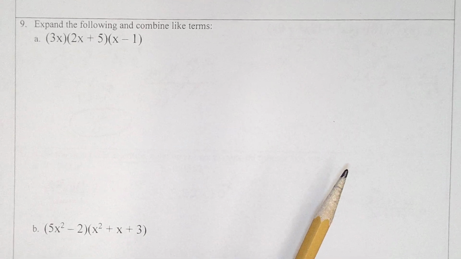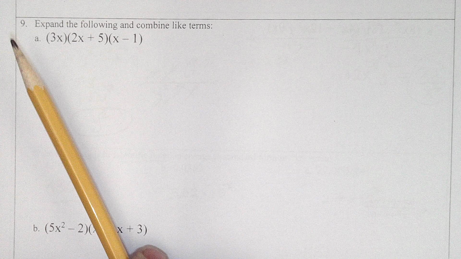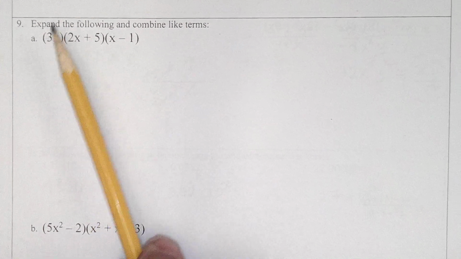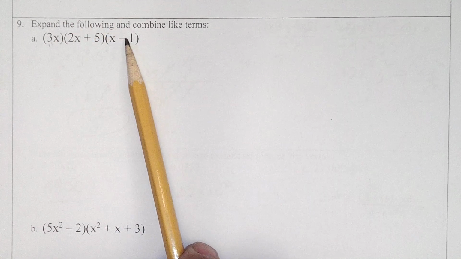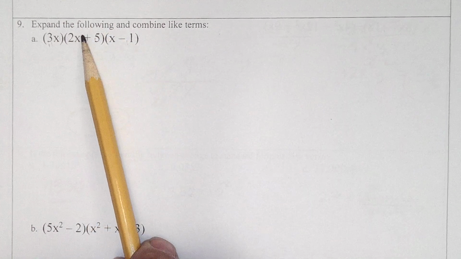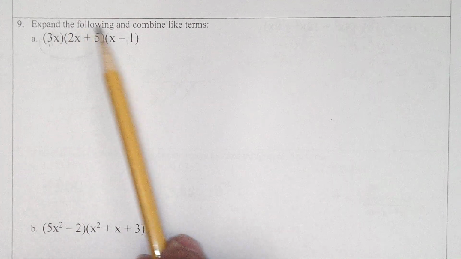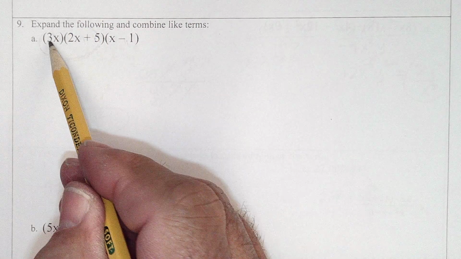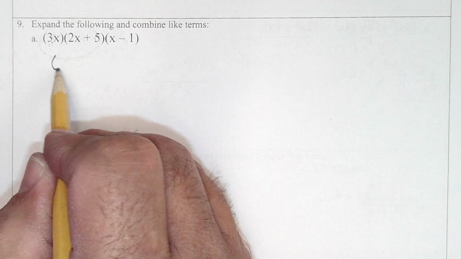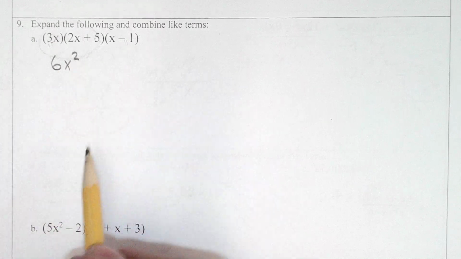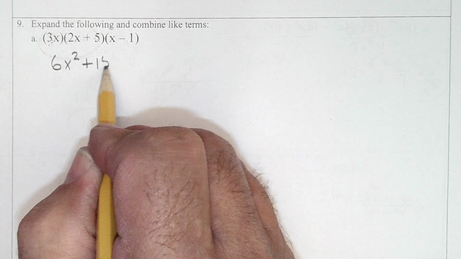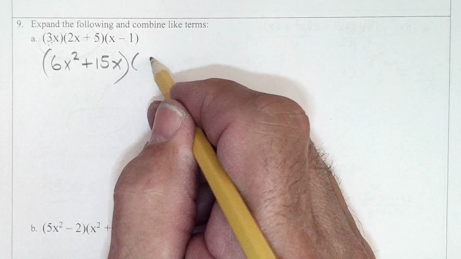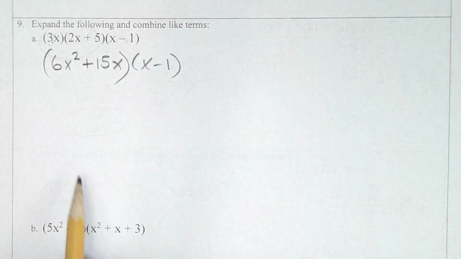Okay. Now, what a lot of students do, and a lot of you did on this test, is take the 3x times this but you also took it times this. But when you multiply, you take the first two and multiply them, take that answer times this. So 3x times 2 is 6x squared. 3x times 5 is plus 15x. And we've got to take that times x minus 1.